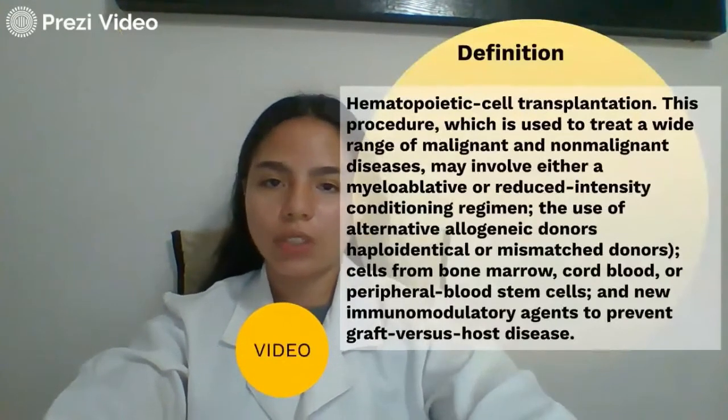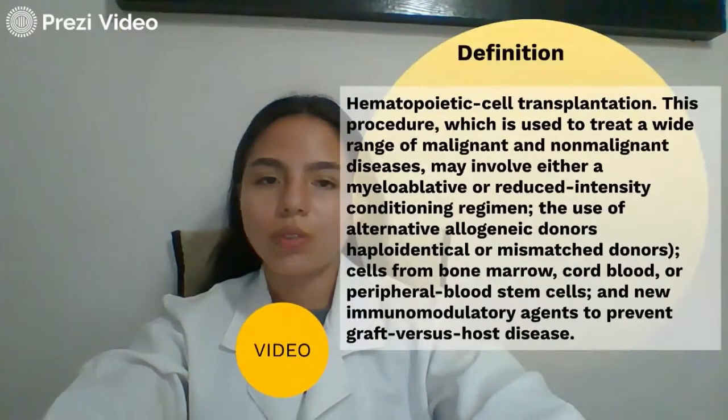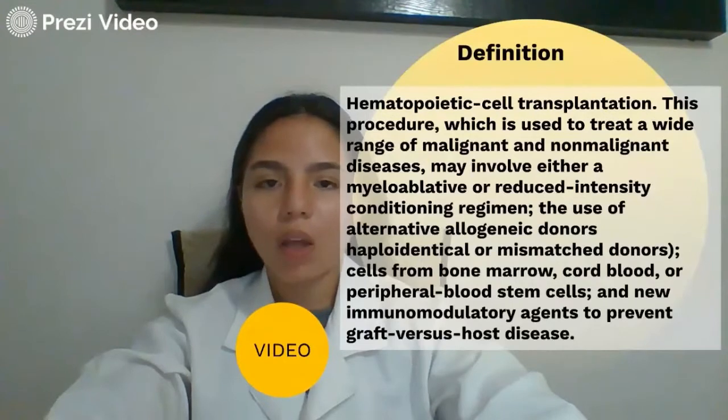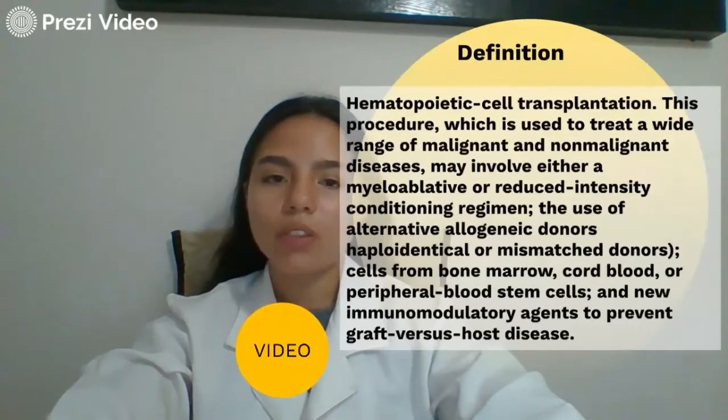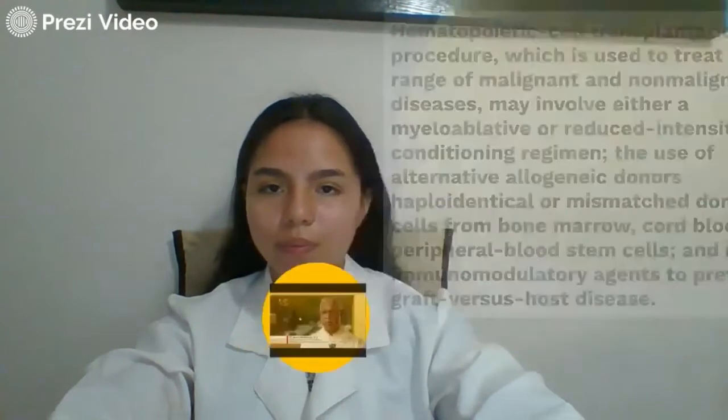Definition: hematopoietic cell transplantation is a procedure used to treat a wide range of malignant or non-malignant diseases. It may involve either myeloablative or reduced-intensity conditioning regimens. The use of alternative allogeneic donors, such as matched or mismatched donors, cord blood, and peripheral blood stem cells, and new immunomodulatory agents to prevent graft-versus-host disease.